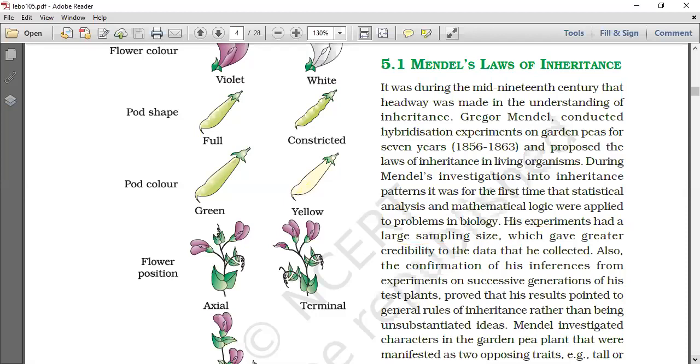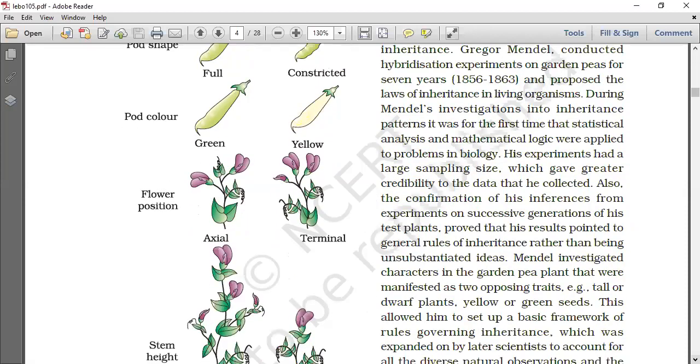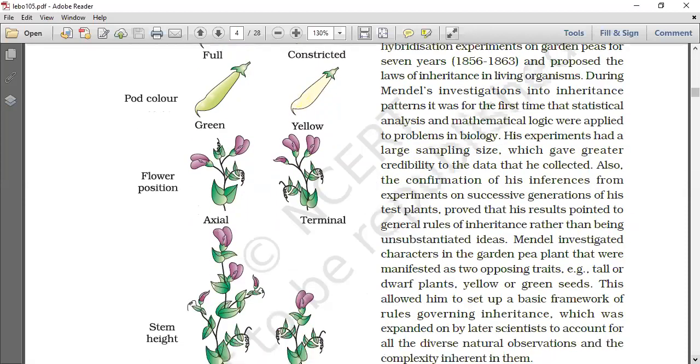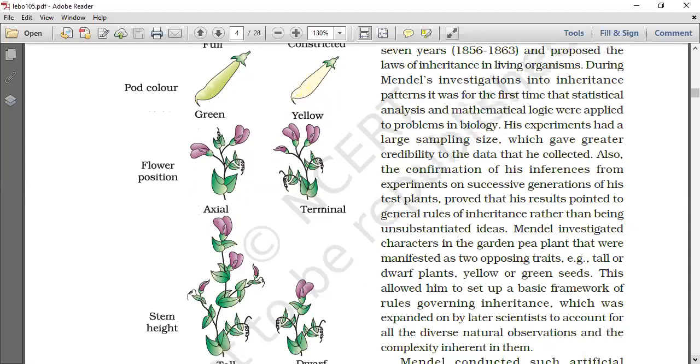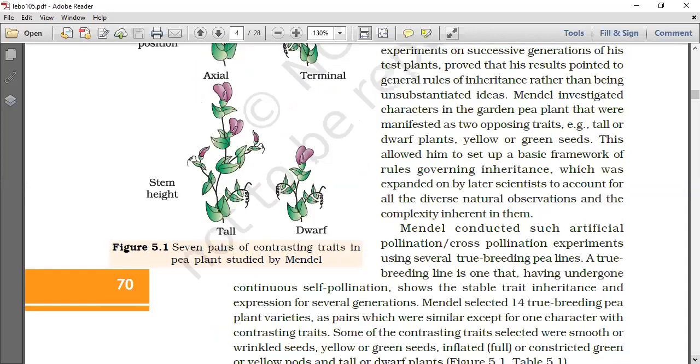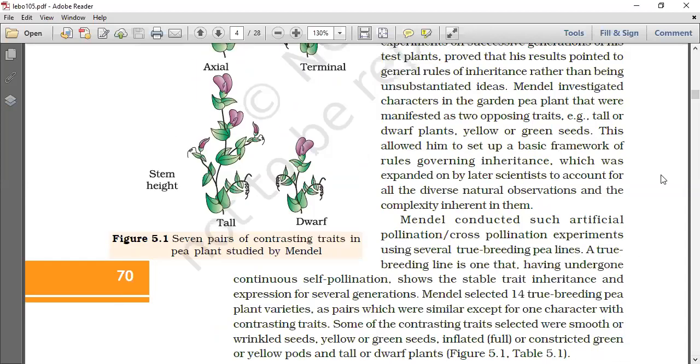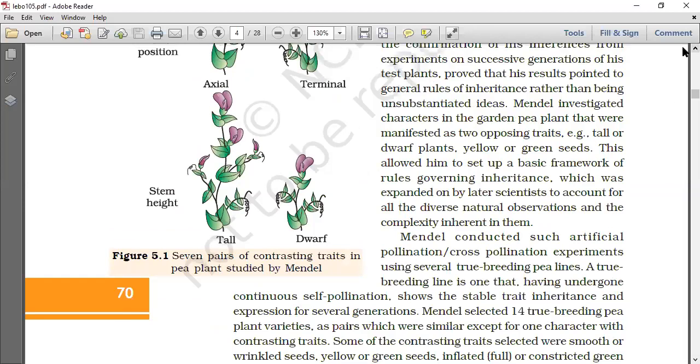Mendel investigated characters in the garden pea plant that were manifested as two opposing traits. We call them alleles, like tall or dwarf plant, yellow or green seeds. This allowed him to set up a basic framework of rules governing inheritance, which was expanded on by later scientists to account for all the diverse natural observations and the complexity inherent in them. Before we continue, let us see the contrasting characters of Mendel.